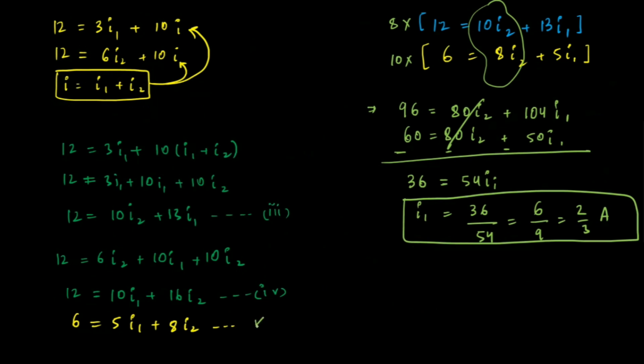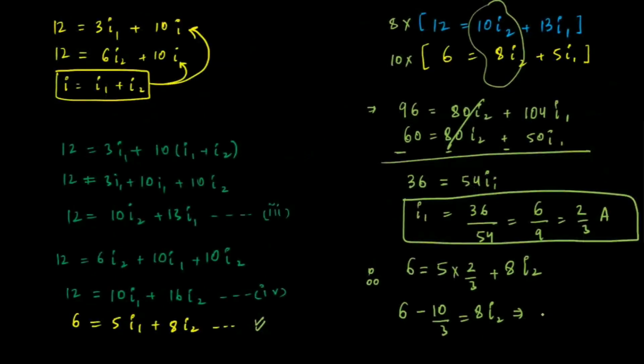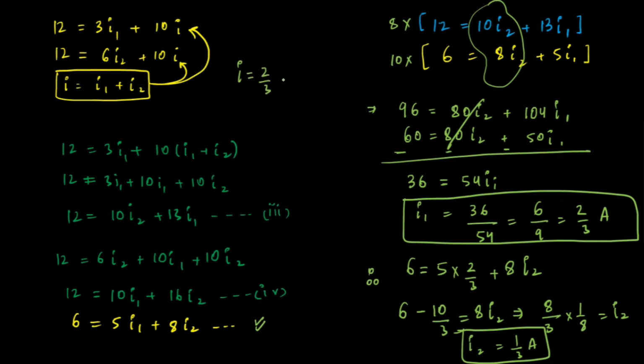So let me just put it in this equation. So 6 is equal to 5 times I1, that is 2 by 3, plus 8I2. Once we solve this, 6 minus 10 over 3 must be 8I2. So it must be equal to 18 minus 10, that is 8 over 3, into 1 over 8. This is the value of I2. So I2 is going to be 1 by 3. As we already know, the sum of these two values must be I1 plus I2. So 2 by 3 plus 1 by 3 is nothing but 1.